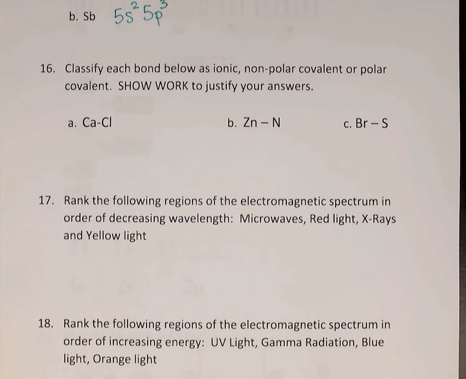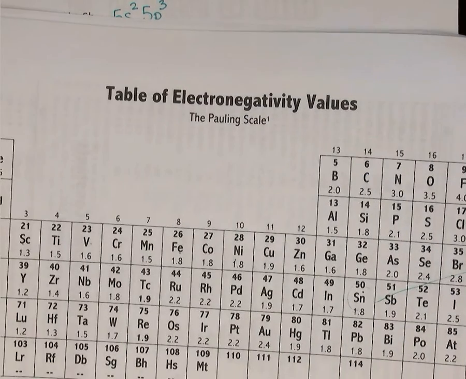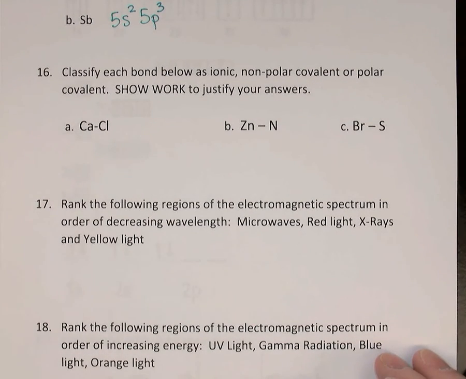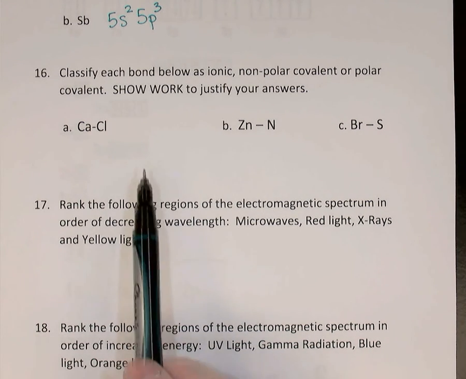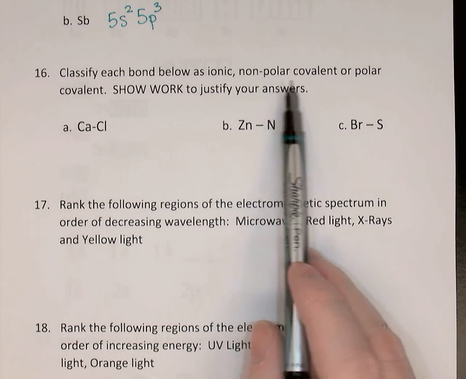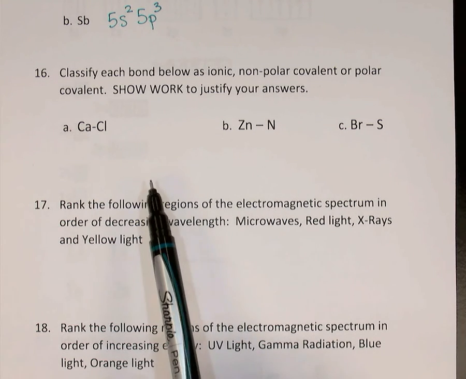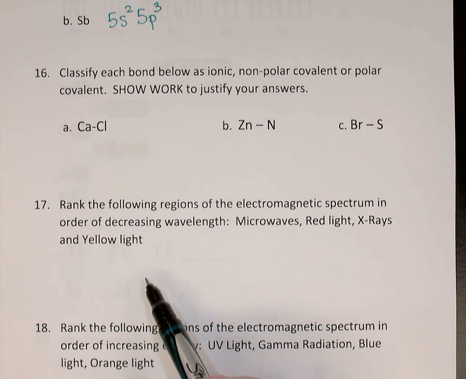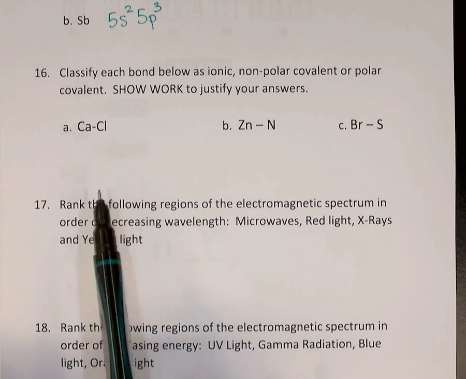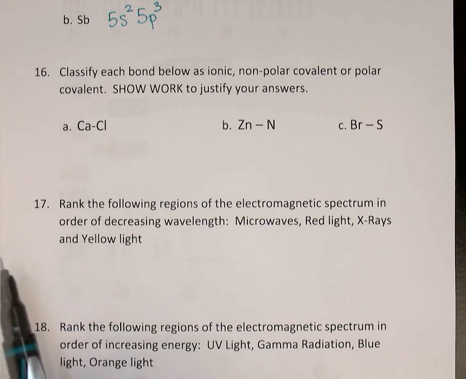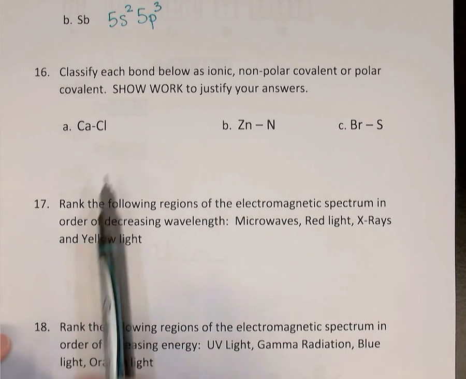For this next question, classifying bonds, pause the video, see if you know what you're doing. Okay, this is where we're going to definitely need that table of electronegativity values. Make sure you're not looking at your periodic table, but rather the table of electronegativities. To classify a bond as ionic, nonpolar covalent, or polar covalent, we look at difference in electronegativity. Electronegativity is a measure of how strongly an atom attracts the electrons within a chemical bond.